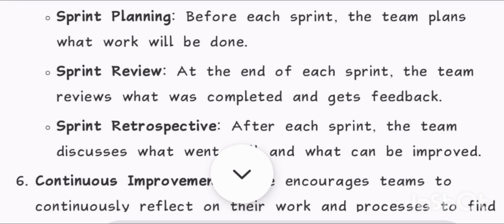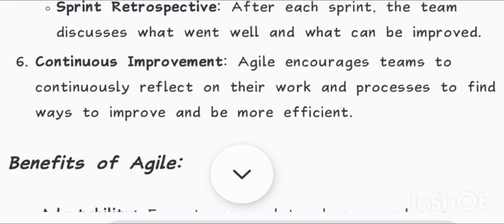Sprint planning. Before each sprint, the team plans what work will be done. Sprint review. At the end of each sprint, the team reviews what was completed and gets feedback. After each sprint, the team discusses what went well and what can be improved. 6. Continuous improvement. Agile encourages teams to continuously reflect on their work and processes to find ways to improve and be more efficient.